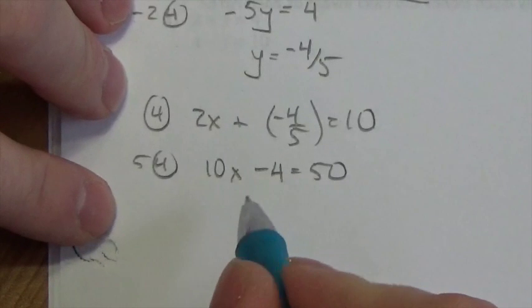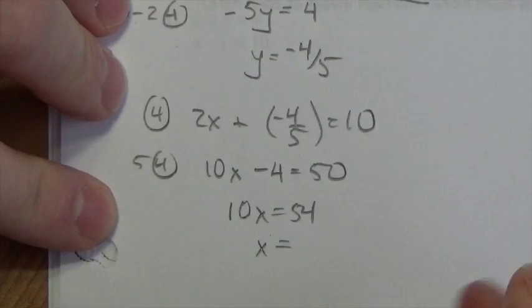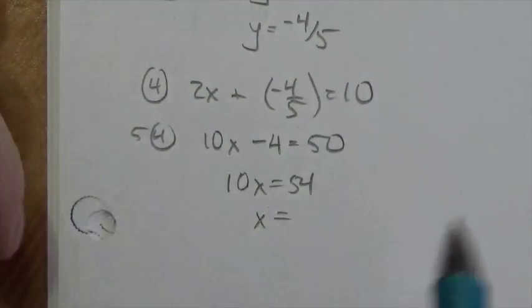Now I'll bring that 4 over. So 10x is going to equal 54. And now I'll divide by 10.